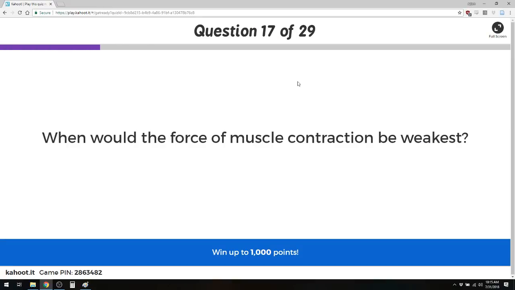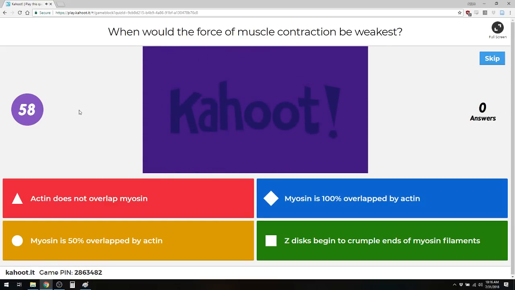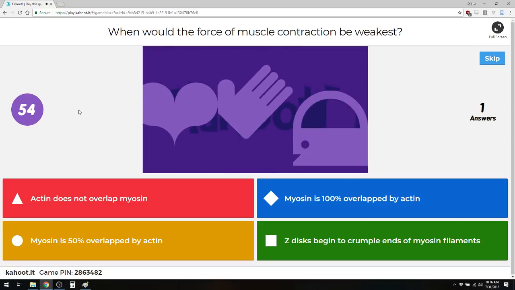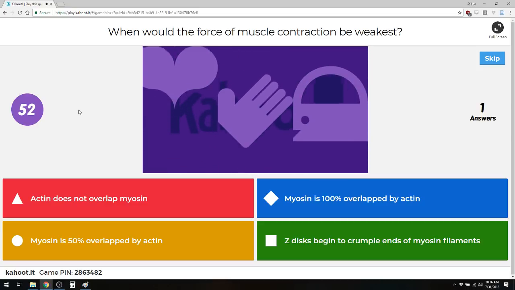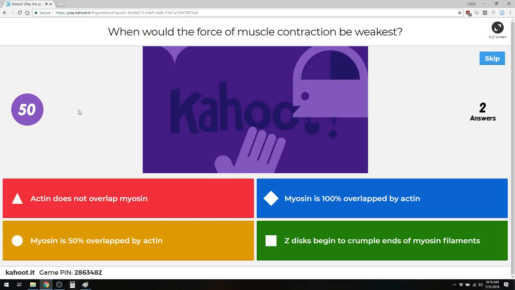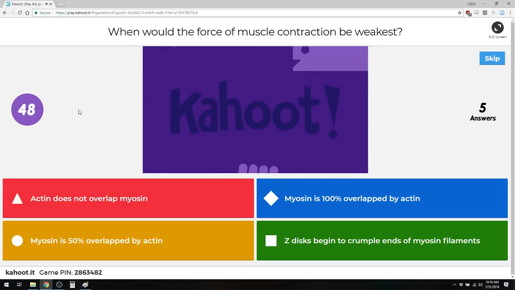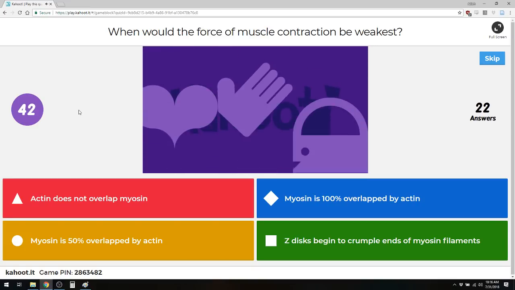Okay, when would the force of muscle contraction be weakest? When actin does not overlap myosin, when myosin is 100% overlapped by actin, when myosin is 50% overlapped by actin, or when the Z disc begins to crumple the ends of the myosin filaments. When would the force of muscle contraction be the weakest?